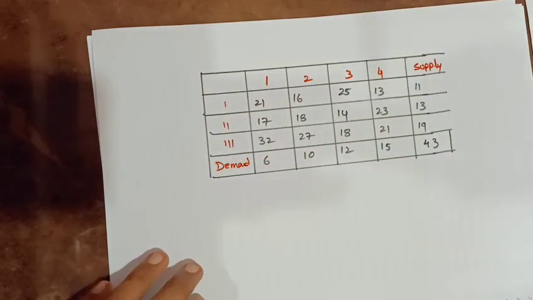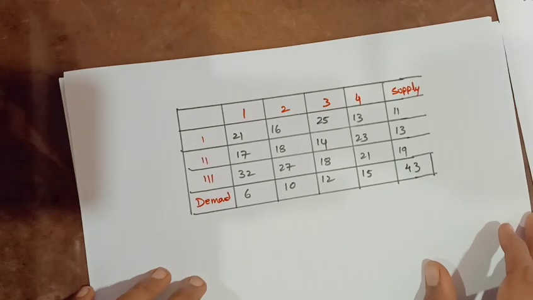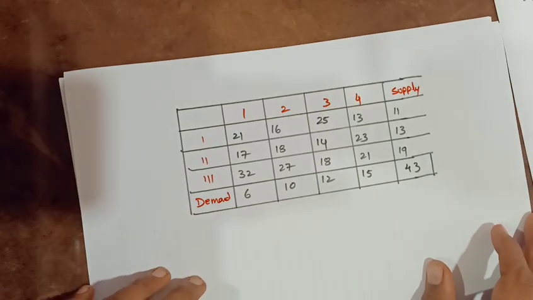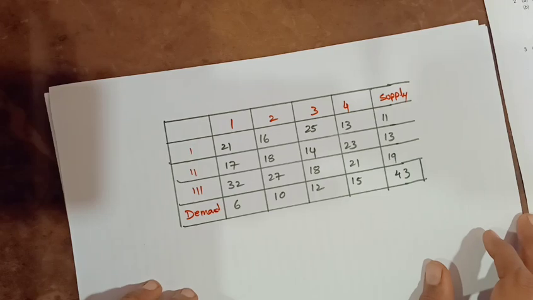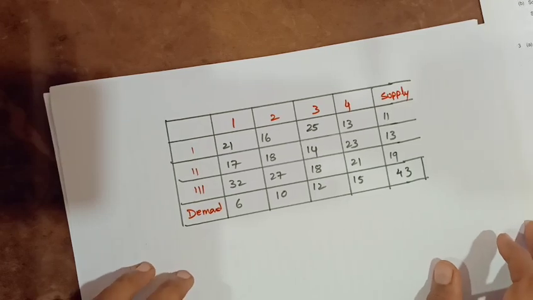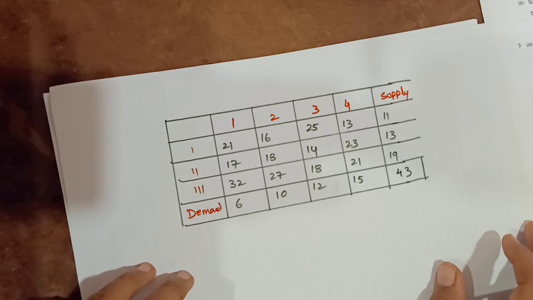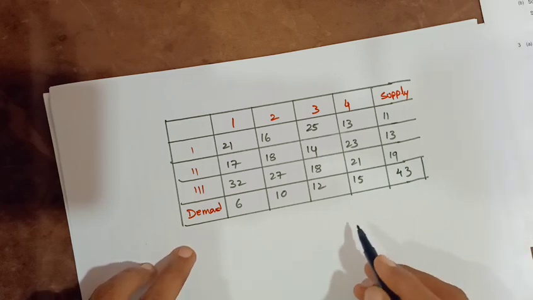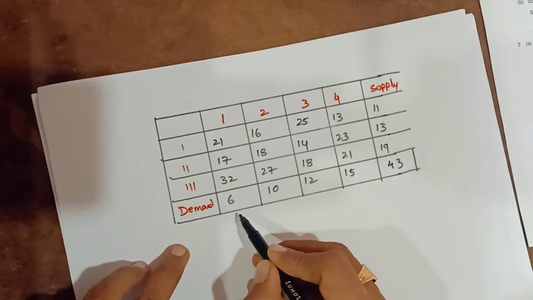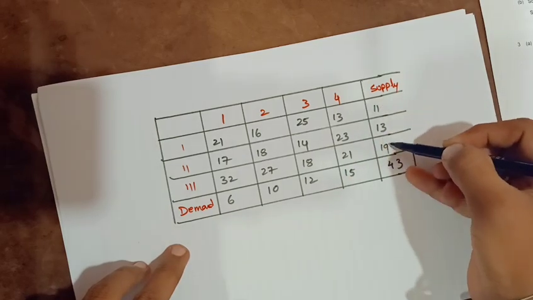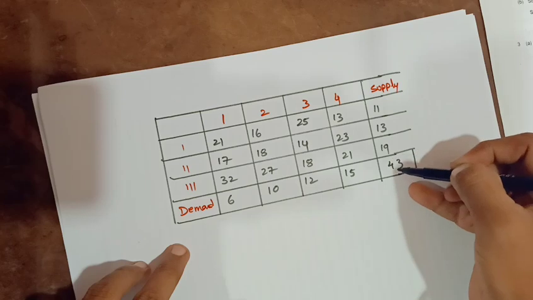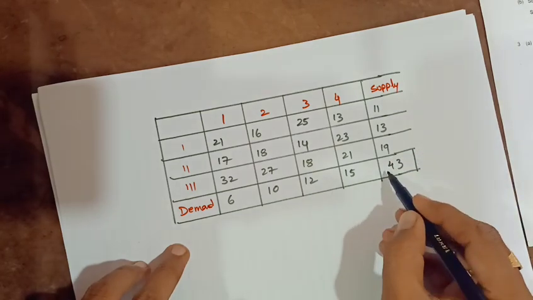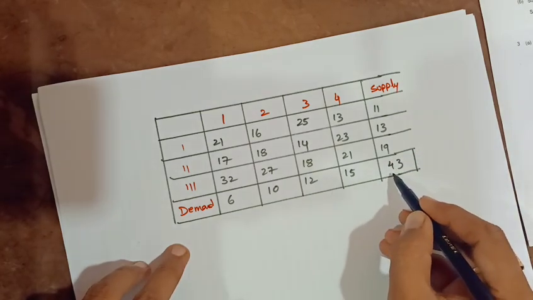Before starting, first we have to check whether the given problem is balanced or unbalanced. If it is unbalanced, we have to create a dummy row or dummy column to make it equal. So here, the summation of the supply is 43 and the summation of the demand is also 43.